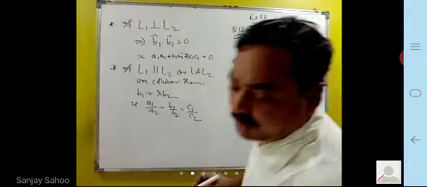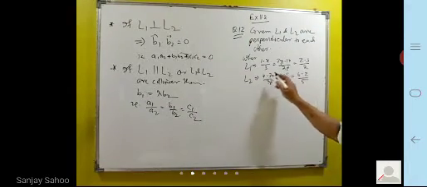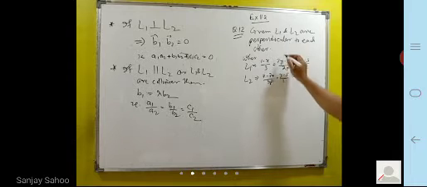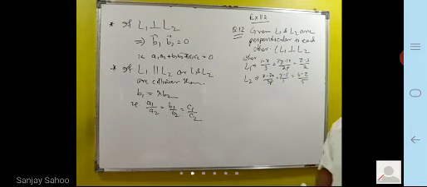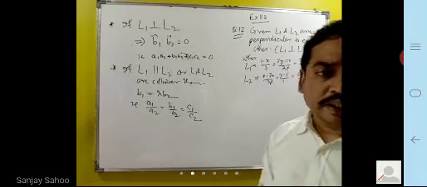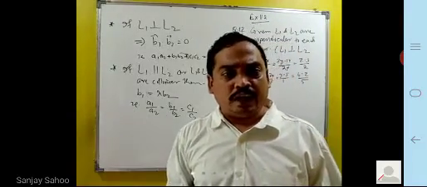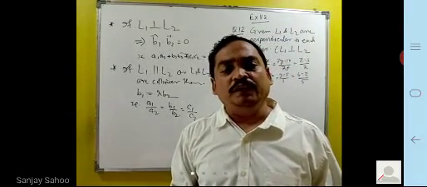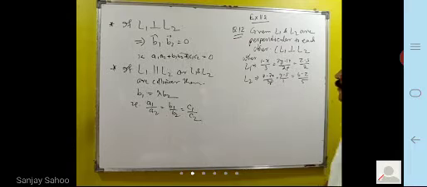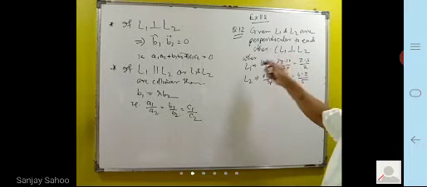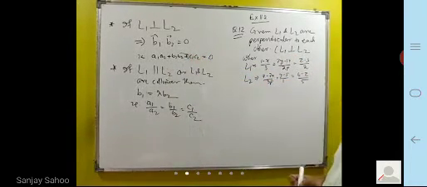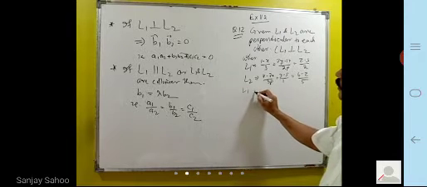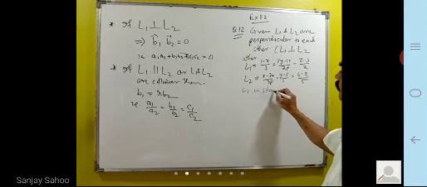Here it is given that L1 and L2 are perpendicular to each other. First you need to write these equations in standard form. Then, as they are perpendicular, what is the condition? b1 dot b2 is 0.